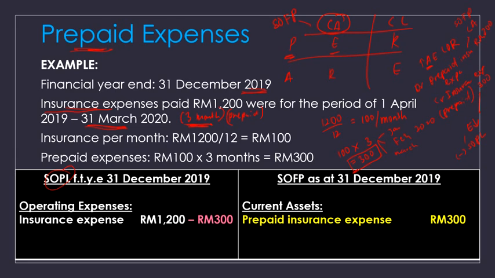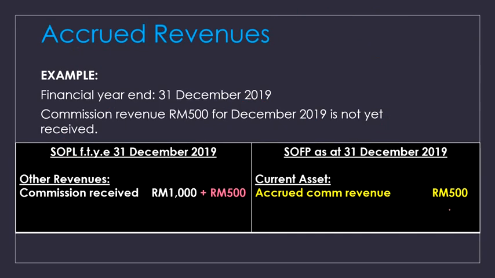So that's why kita tolak sebanyak 300 dekat dalam SOPL kita under operating expenses lah untuk insurance expense ni. So dalam SOFP kita letak je, since dia current asset, so kita letak je prepaid insurance expense sebanyak 300. Macam tu. So now kita tengok kepada accrued revenue pula.